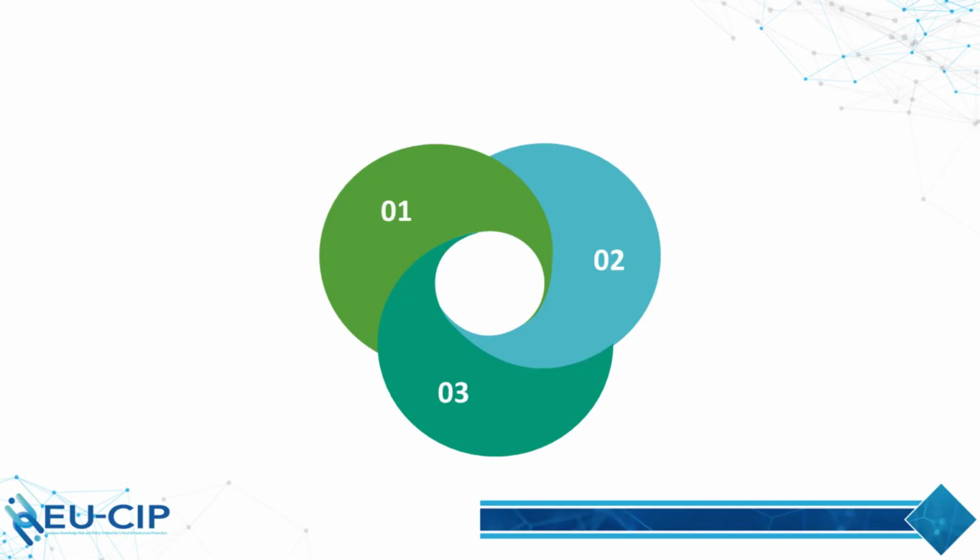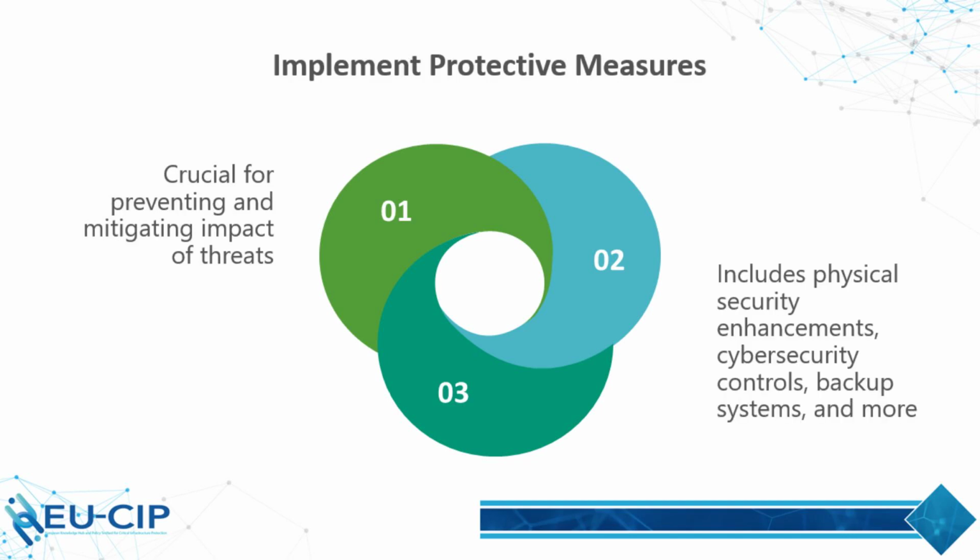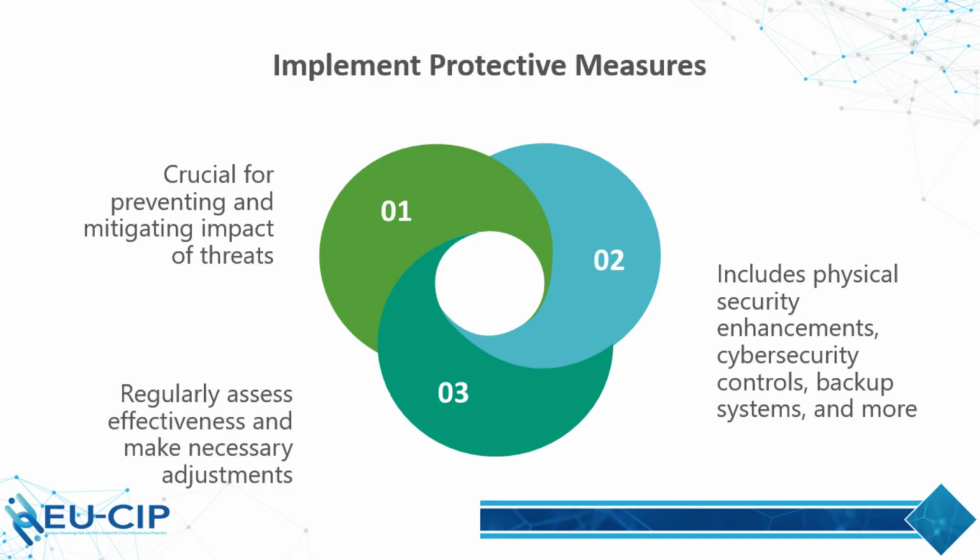Protective measures are crucial in preventing and mitigating the impact of potential threats on critical infrastructure. These measures can include physical security enhancements, cybersecurity controls, backup systems, redundancy, and disaster recovery plans. It is important to regularly assess the effectiveness of these measures and make necessary adjustments.